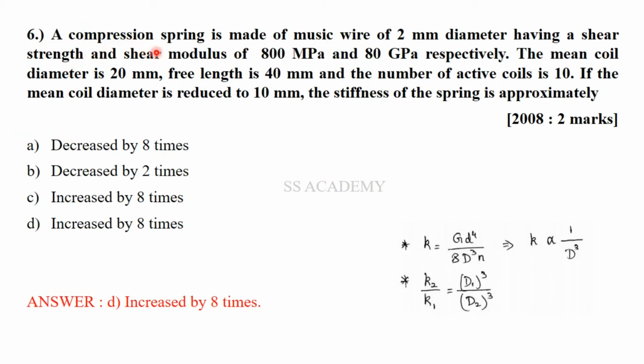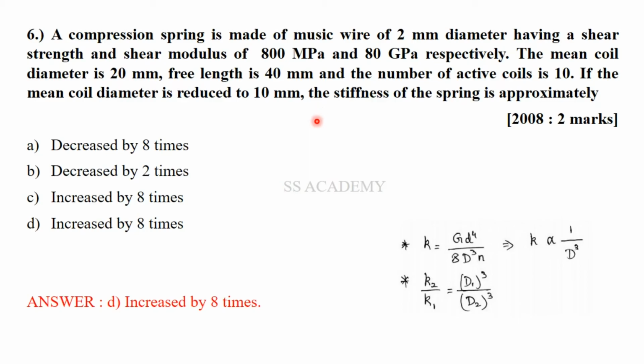A compression spring is made of music wire of 2 mm diameter having a shear strength and shear modulus of 800 megapascal and 80 gigapascal respectively. The mean coil diameter is 20 mm, free length is 40 mm and the number of active coils is 10. If the mean coil diameter is reduced to 10 mm, the stiffness of the spring is approximately. They have asked, if the mean coil diameter is reduced to 10 mm, then the stiffness will be.